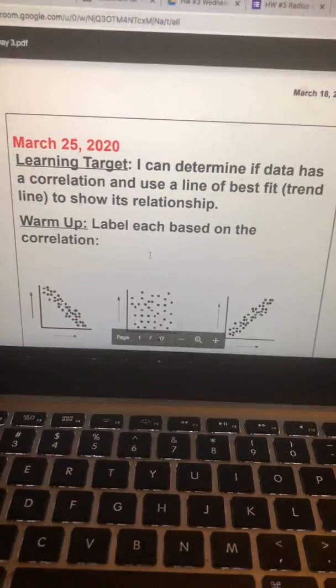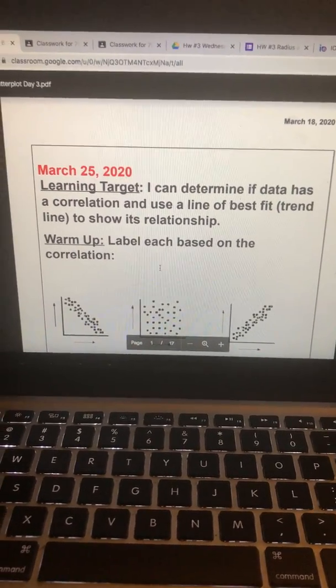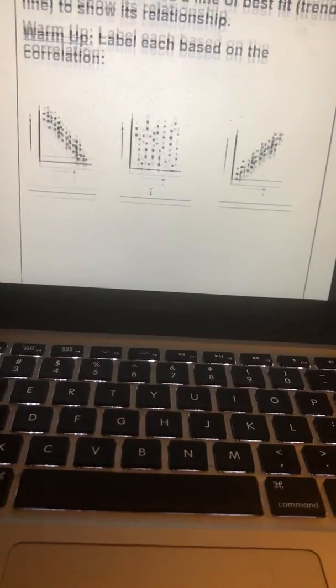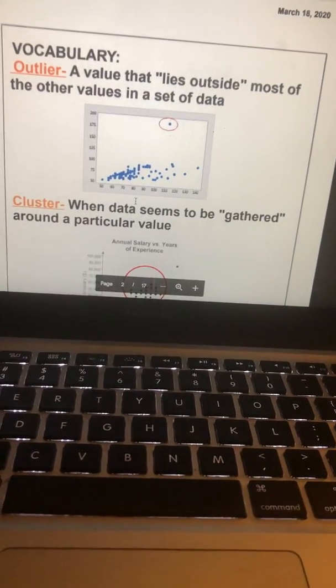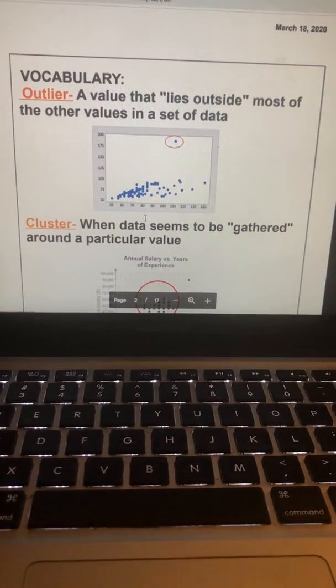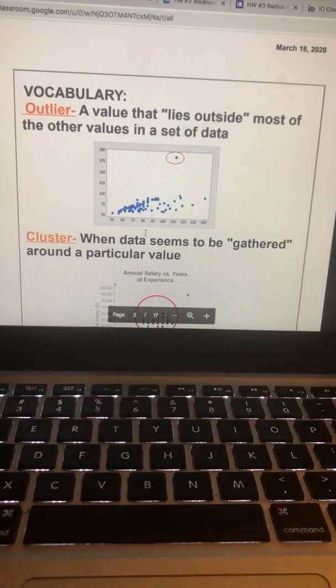So we're determining if the data has a correlation and using a line of best fit or a trend line to show the relationship. So you have a warm-up. You should be able to do that at this point. You have some vocabulary. Some of you I discussed the first vocabulary word with. This vocabulary word is outlier.